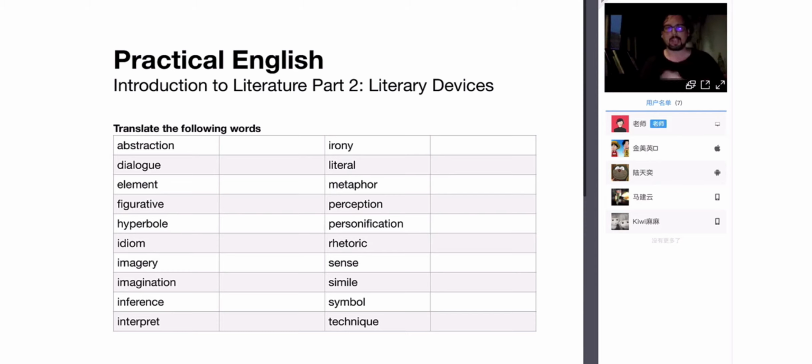Dialogue is what we use to talk about how characters converse with each other, and the story moves forward that way. An element is like the most basic feature. You can't really remove it. So the elements of a story are the character and the setting and the plot.